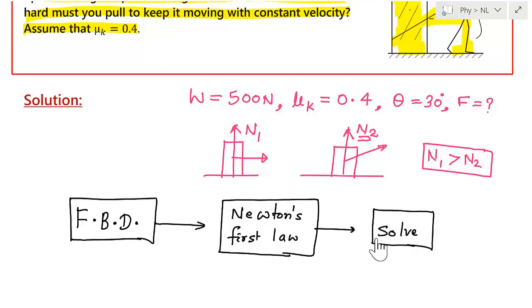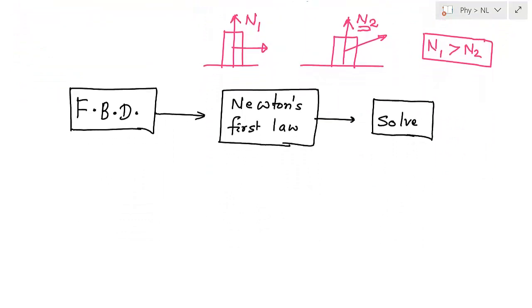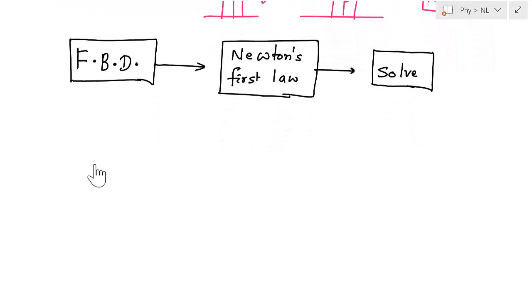So what is the target variable in this case? The unknown in this case is F. So let us first draw the free body diagram. Let us say this is your crate. What are the forces acting on this crate? One force acting in the downward direction is the weight of the crate. And the ground is also trying to push it in the upward direction, so there is a normal reaction acting in the upward direction.